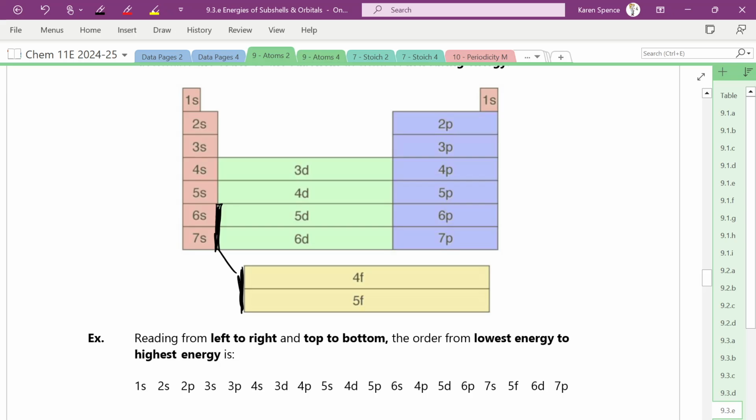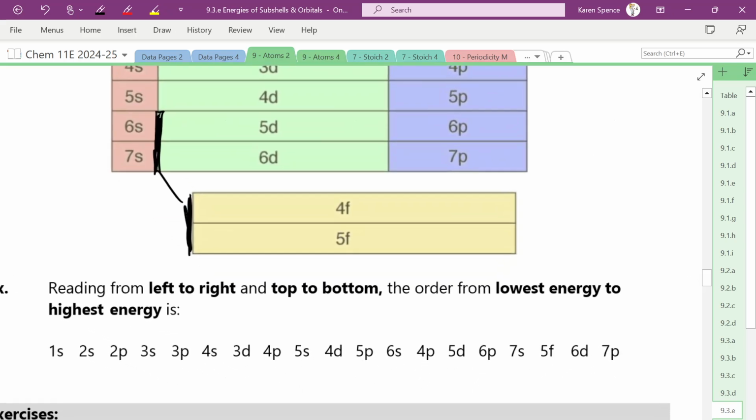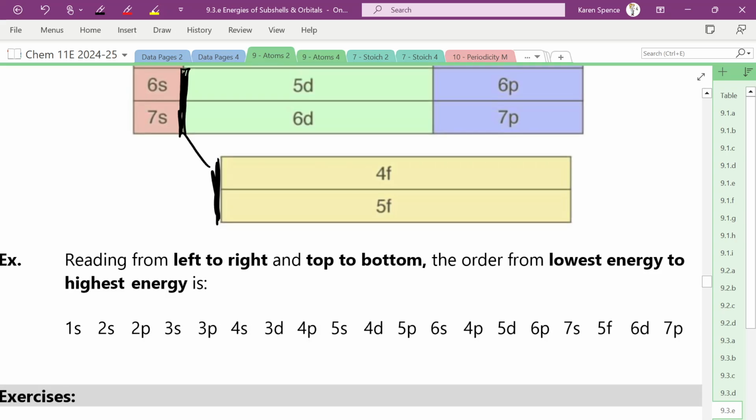And apparently there is an error in here. Did anyone else find the error? Someone found it in my first block. Where is it? Oh, it's right here. This should be 4f. The 4p after the 6s, it should be 4f. I need to fix that.